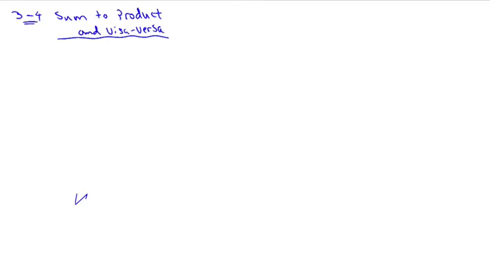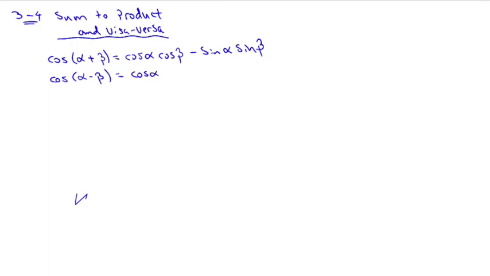Okay, the identities we're going to be using is cosine of alpha plus beta is equal to cosine of alpha, cosine of beta, minus sine of alpha, sine of beta. I probably got the order of them backwards, but life goes on. And the cosine of alpha minus beta is equal to the cosine of alpha, cosine of beta, plus sine of alpha, sine of beta.